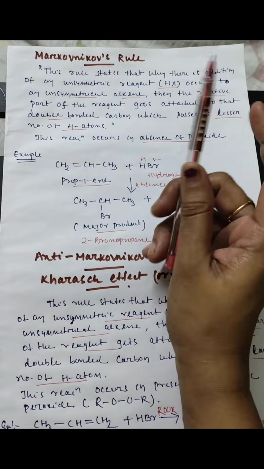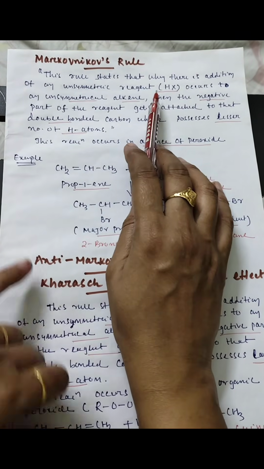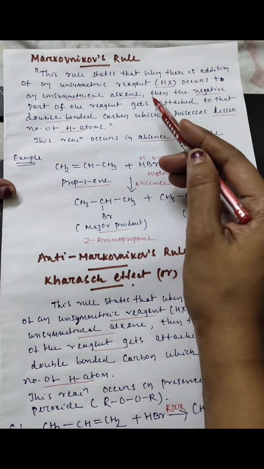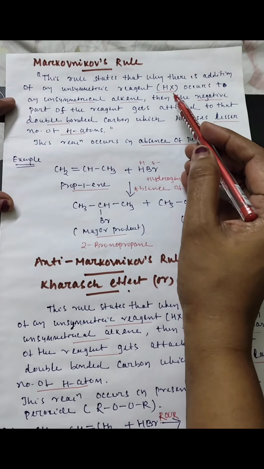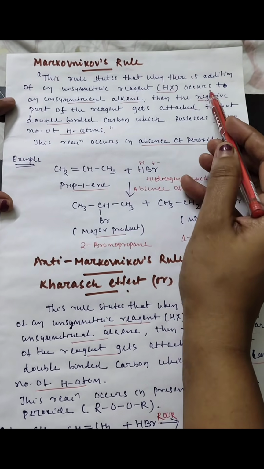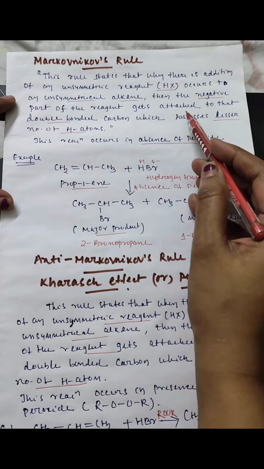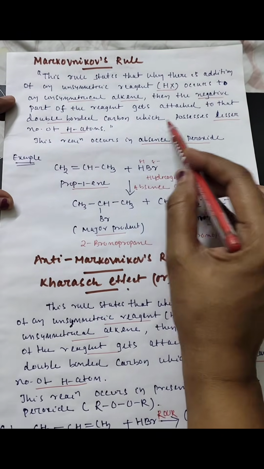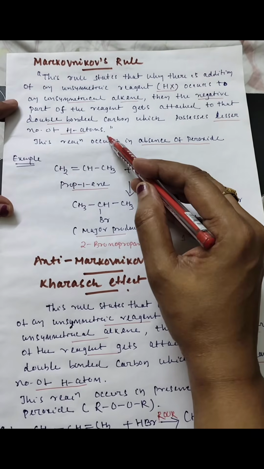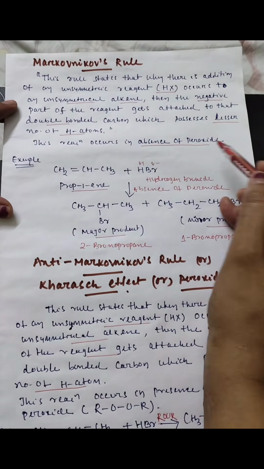Now Markovnikov's rule. This rule states that when the addition of an unsymmetrical reagent, that is hydrogen halide HX, occurs to an unsymmetrical alkene, then the negative part of the reagent gets attached to that double bonded carbon which possesses the lesser number of hydrogen atoms, and this reaction occurs in the absence of peroxide.